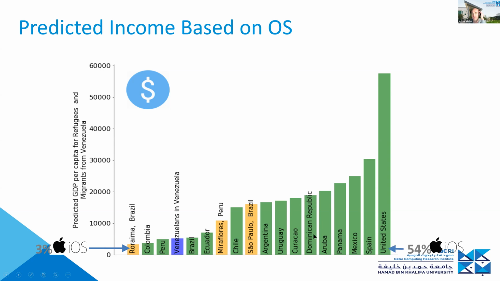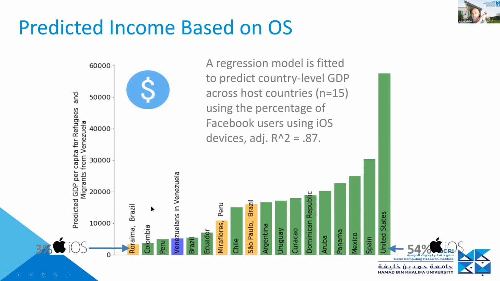On the other end of this sorting, you have people who made it all the way to the United States, where actually the majority of likely Venezuelans were using iOS devices. So this induces the ordering. Now we try to convert this percentage to a Y value, to a monetary value. How do we do this? Well, we train a separate model that predicts country-level per capita GDP using only the percentage of iOS devices among Facebook users in the country, right?